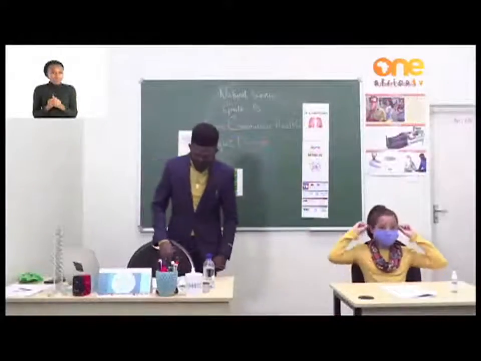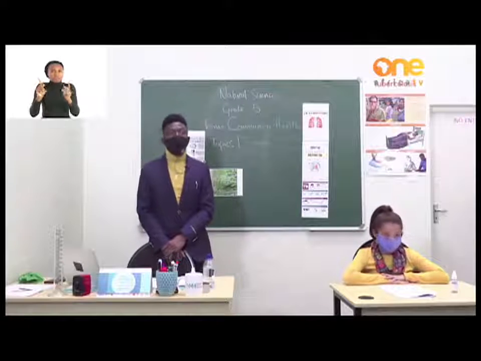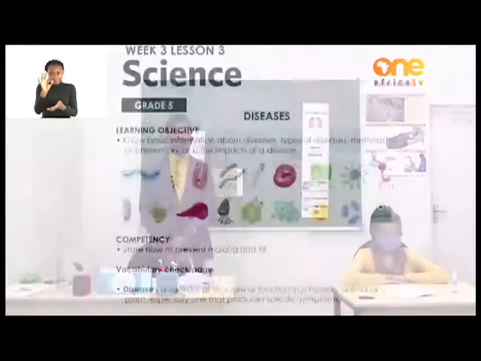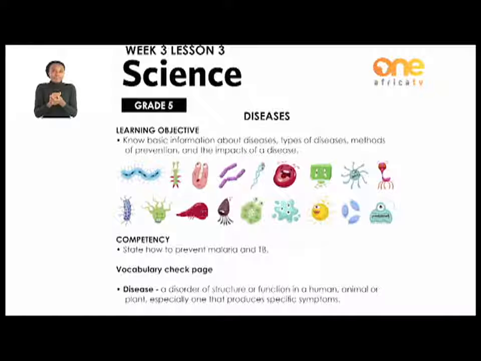All right, grade 5s. Let us turn to page 19 for today's lesson. Our learning objective for today is to know basic information about diseases, types of diseases, the methods of prevention, and the impacts of a disease. Our competency for today is to state how to prevent malaria and TB.